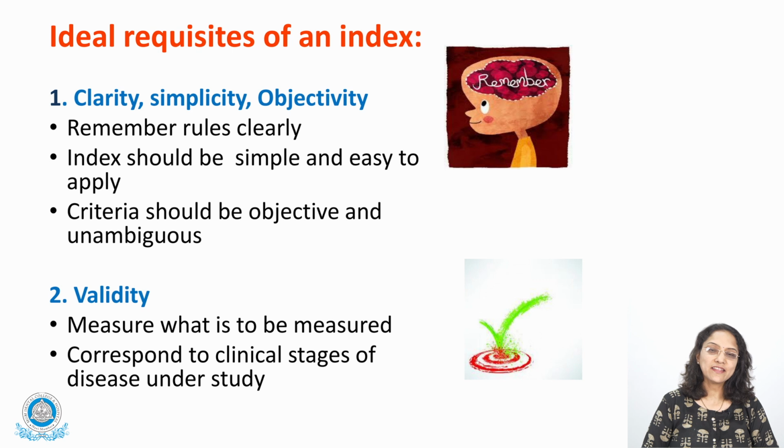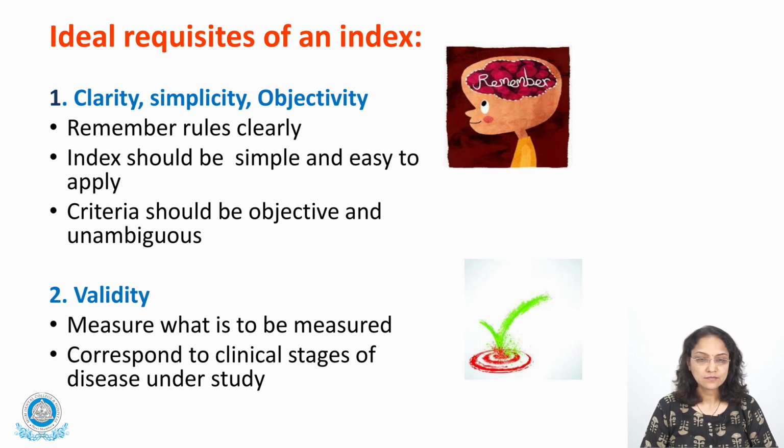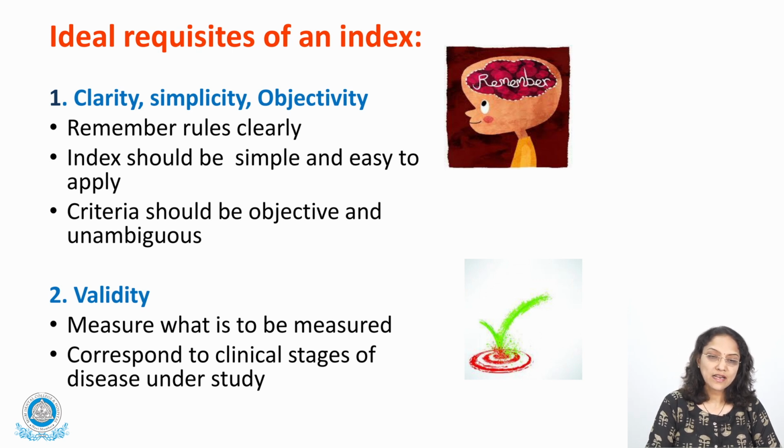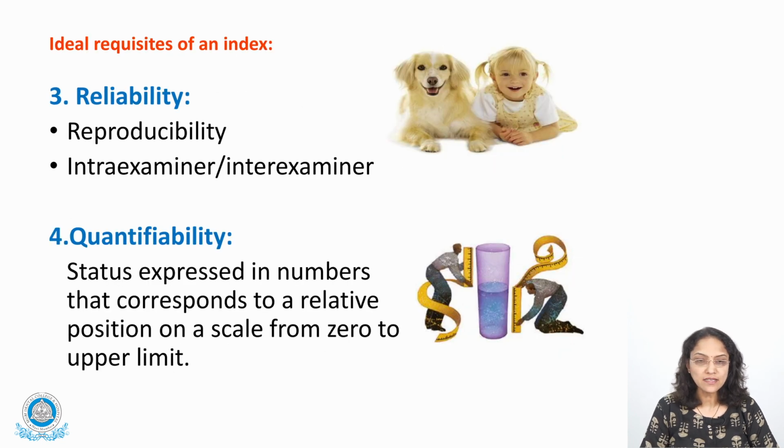Let's now understand the ideal requirements of an index. The first property is clarity, simplicity, objectivity. Index should be easy to remember, the rules should be clear, index recording should be simple and easy to apply, criteria should be objective and unambiguous. Second, validity. Index should measure what it is supposed to measure, that is, it should correspond to the clinical stages of disease under study. Third property is reliability.